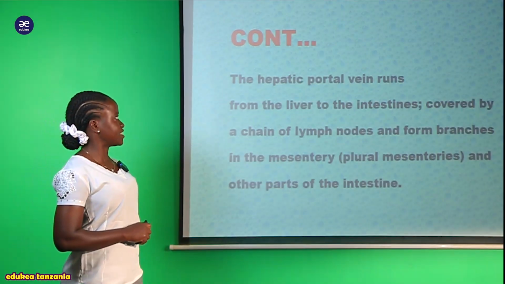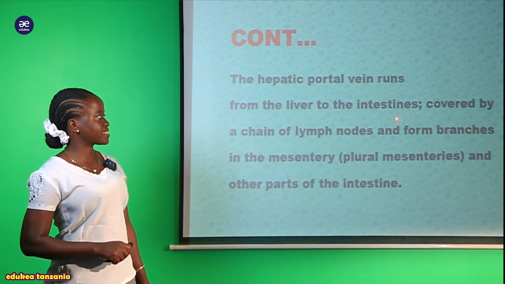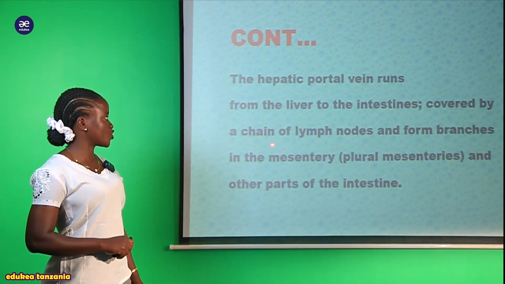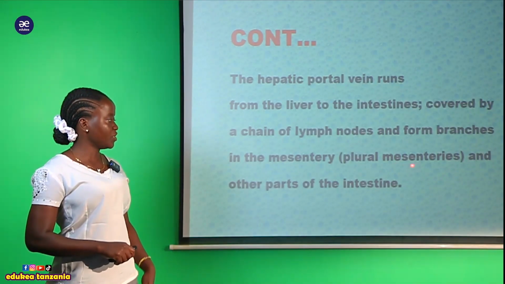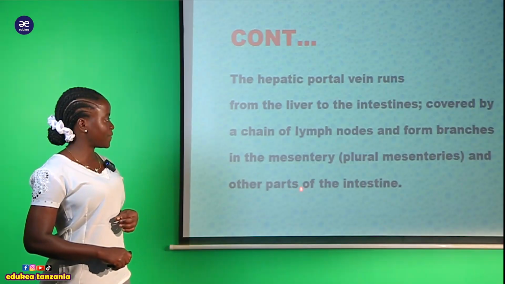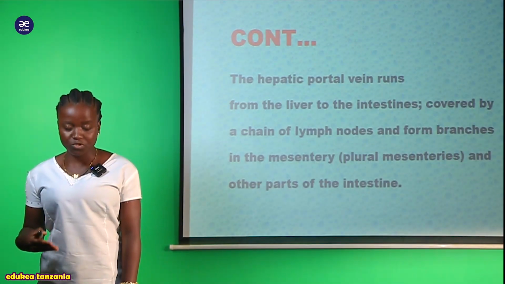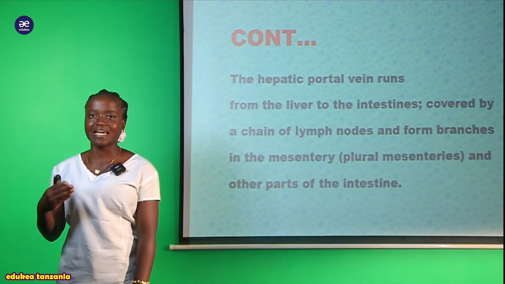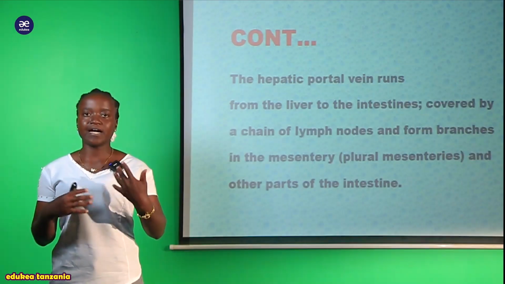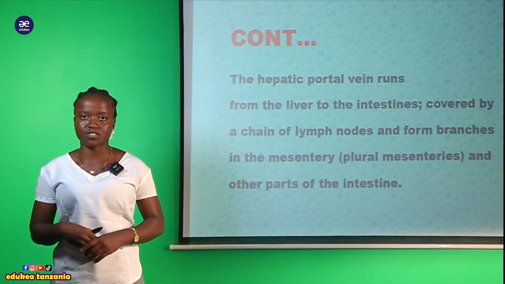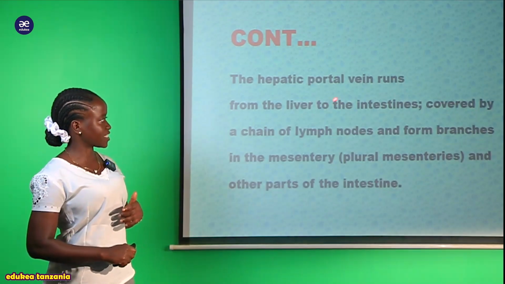And also we can say that the hepatic portal vein runs from the liver to the intestine, covered by a chain of lymph nodes, and forms branches in the mesentery, that is plural, the mesenteries, and other parts of the intestine. Now you can see this structure ambayo tunaita mesentery ambayo inapatikana ndani ya hao organism. Tunasema kwamba it is very essential for the digestive purpose occurring within this organism, since this organism possesses the hepatic portal vein.